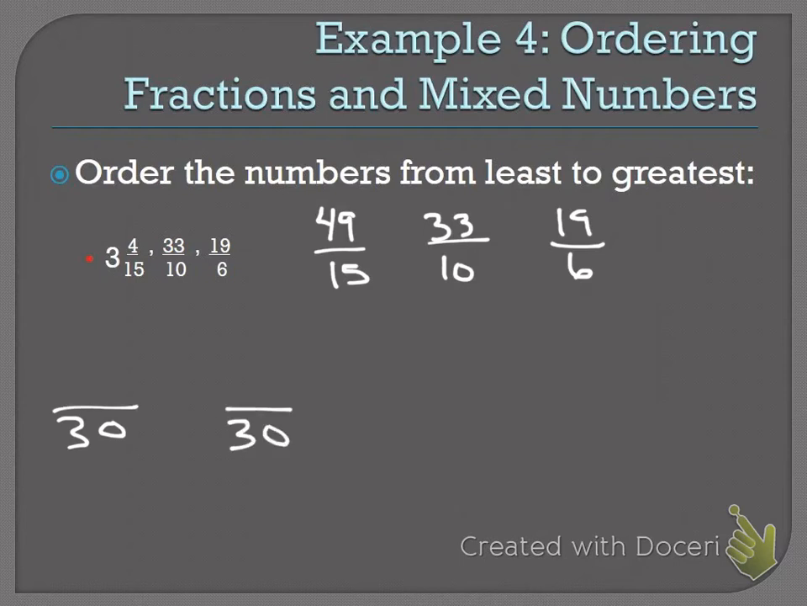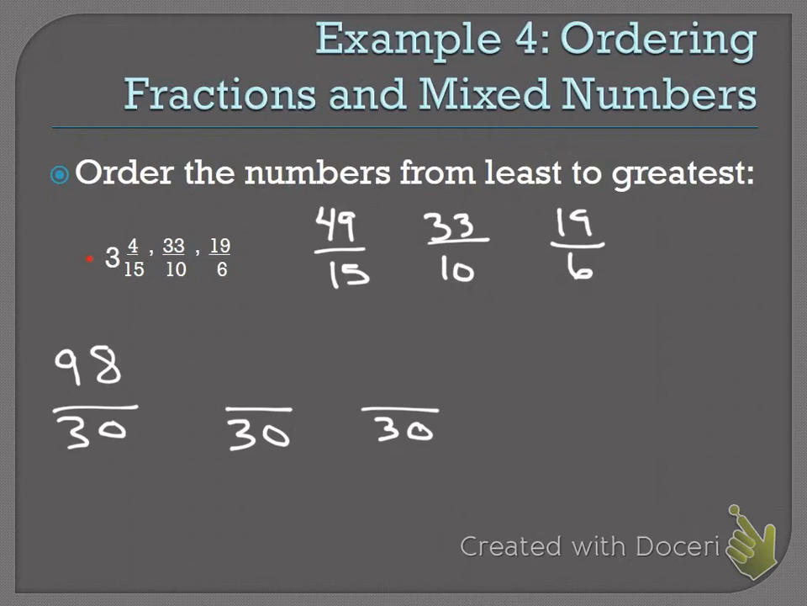Okay, so 30 is my LCD. How do I figure out my numerators now? You multiply. How did I get from 15 to 30? What did I multiply by? 2. So I do the same thing to the top. 49 times 2 is 98. Fill in the rest of your numerators.